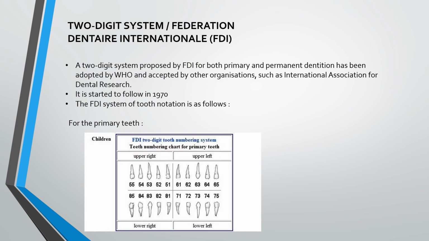Let's move on to the two-digit system, also called the FDI or Federation Dentaire Internationale system or bi-digit system. A two-digit system proposed by FDI for both primary and permanent dentition has been adopted by WHO and accepted by other organizations such as the International Association for Dental Research. It started to be followed in 1970. The FDI system of tooth notation for primary teeth is as follows.